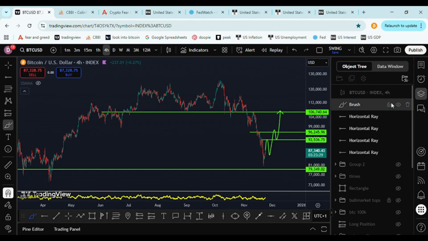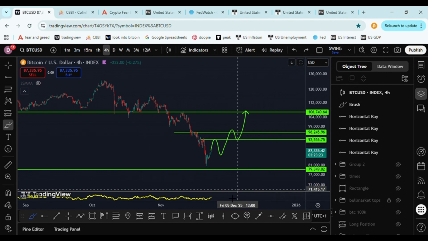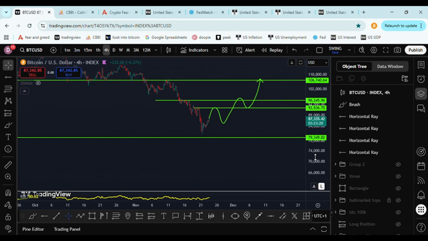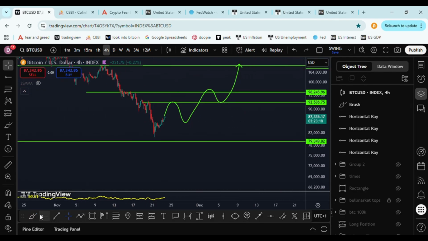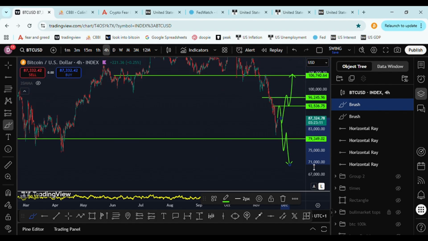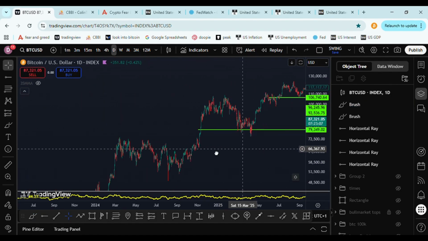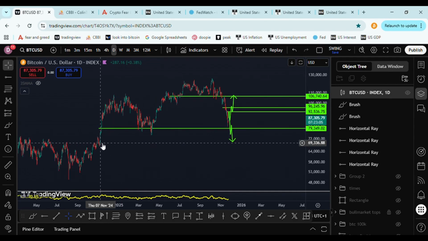Then this is one scenario. Then the next scenario is we are not going to break that level. We'll find resistance and we're going to continue the downtrend, lose this support as well, and then we'll just go into a massive bear market, I would say, but there's a lot of support here as well.